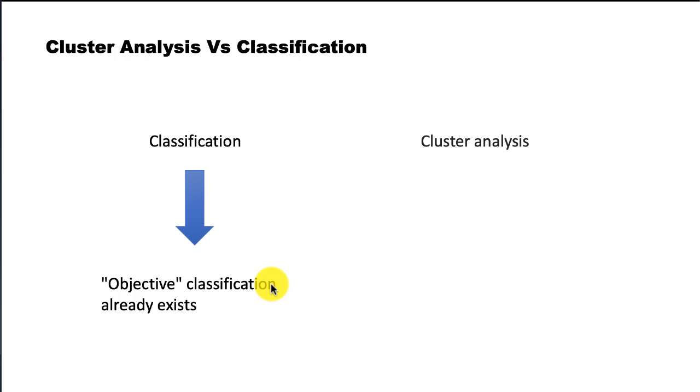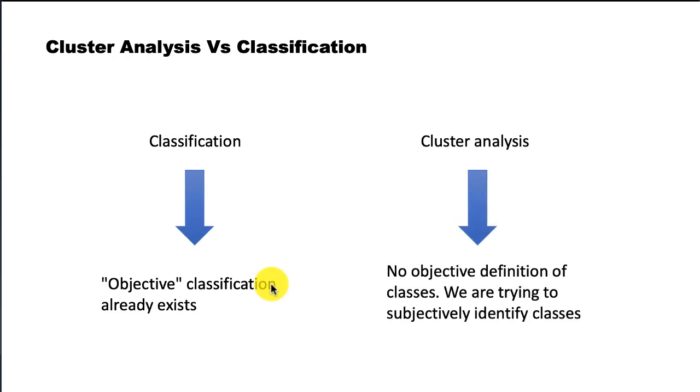Whereas in cluster analysis, the classification doesn't exist, right? You're trying to determine that classification based on your data. Okay, that's a big difference between the two. You shouldn't get confused between these two things, right? In cluster analysis, there is no objective definition of classes. We are trying to subjectively identify the classes based on cluster analysis.